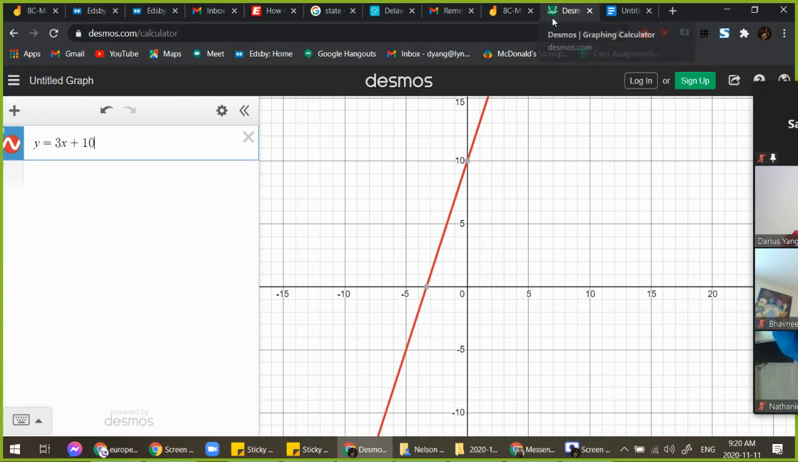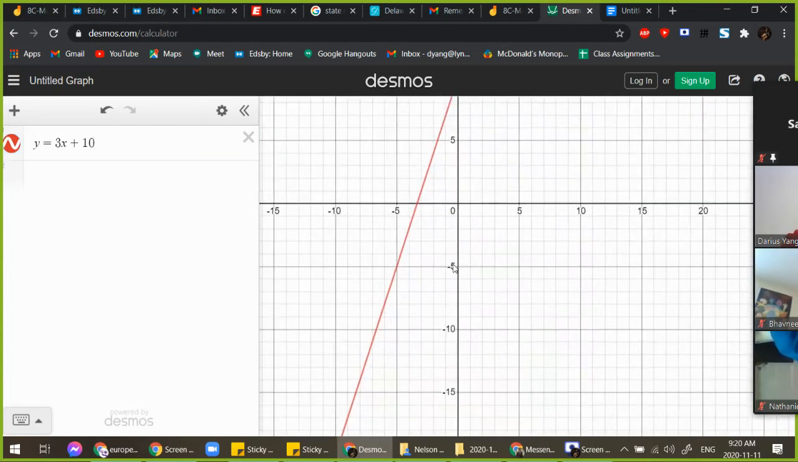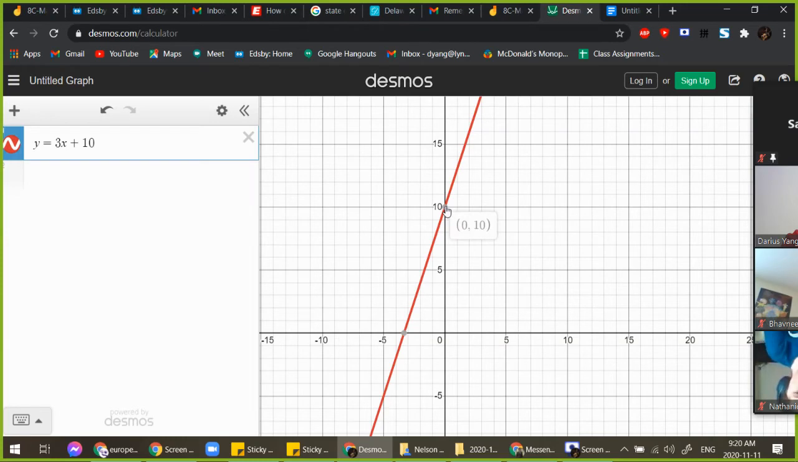So does b extend the line? No, b just moves the line up. You see how it meets 0, 10 here? If I put 11, it's going to be meeting at 0, 11. So it moved up. The angle of the line is the same, by the way. That's actually what these numbers do.